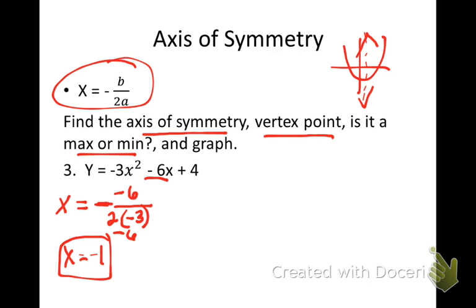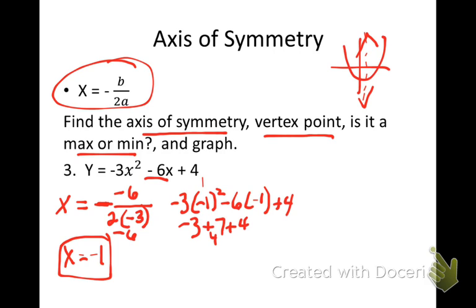Now, since I know that is where I'm going to fold over, that means the vertex point, the x-coordinate is negative 1. So to find the vertex point, I'm going to put in a negative 1 for x. So it would be negative 3 times negative 1 squared minus 6 times negative 1 plus 4. So negative 1 squared is 1. This gives me negative 3. Negative times negative gives me plus 7 plus 4. So negative 3 plus 7 would be 4. 4 plus 4 would be 8.